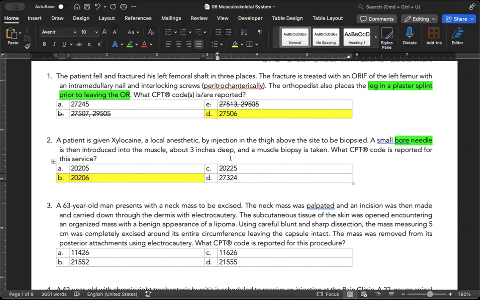So does that make sense to everybody? Even though they're telling us they went 3 inches deep, since they used a bore needle to do the biopsy, then that's going to be your percutaneous needle biopsy and not the incisional muscle biopsy that is the 20205. Any questions on that one?